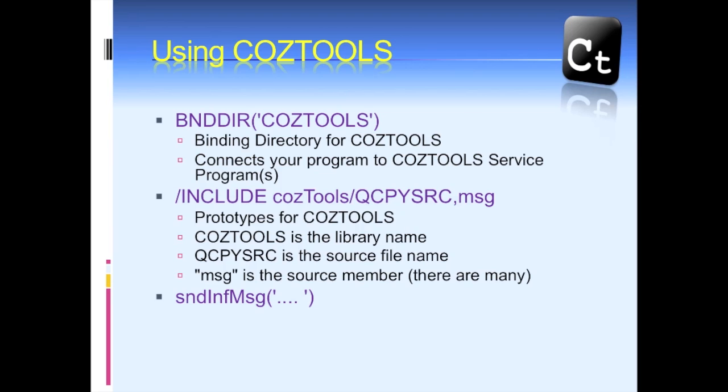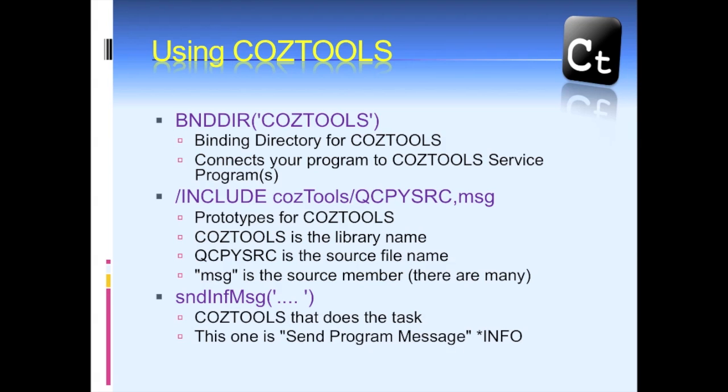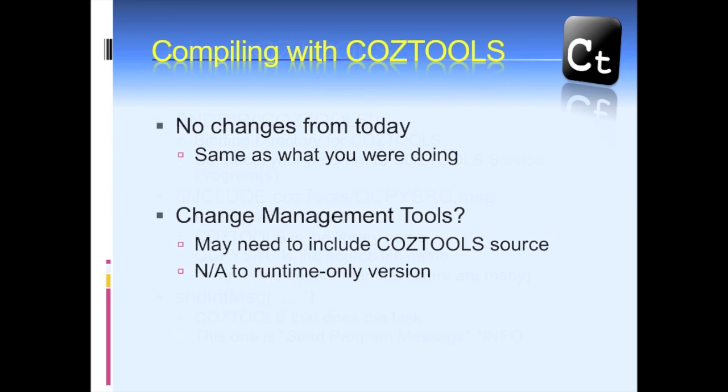Most of them are pretty simple to use. Some of them have a long list of parameters, but the way we write code, you typically only have to specify the things that are important and not the rest of it. To compile, there's no changes from what you do today. It's the same way you've always done it. PDM option 14 or RDP, right click, select compile, and you're done.